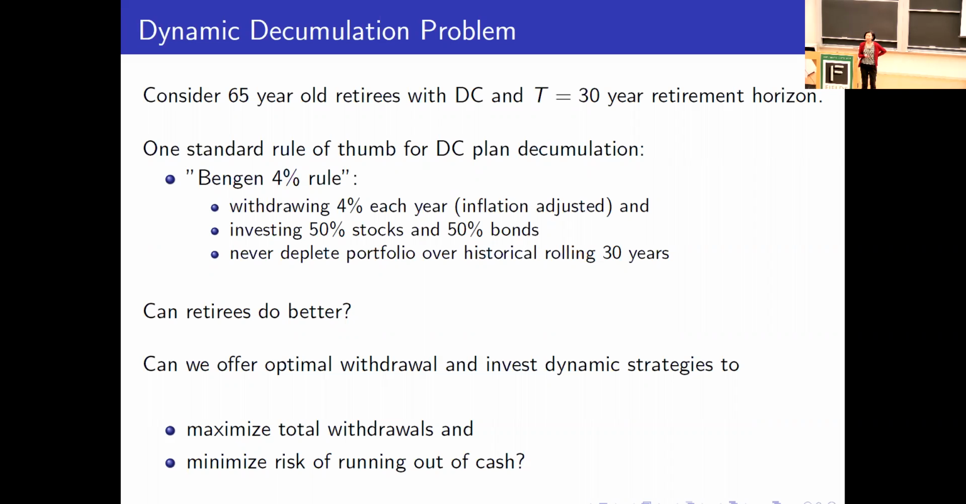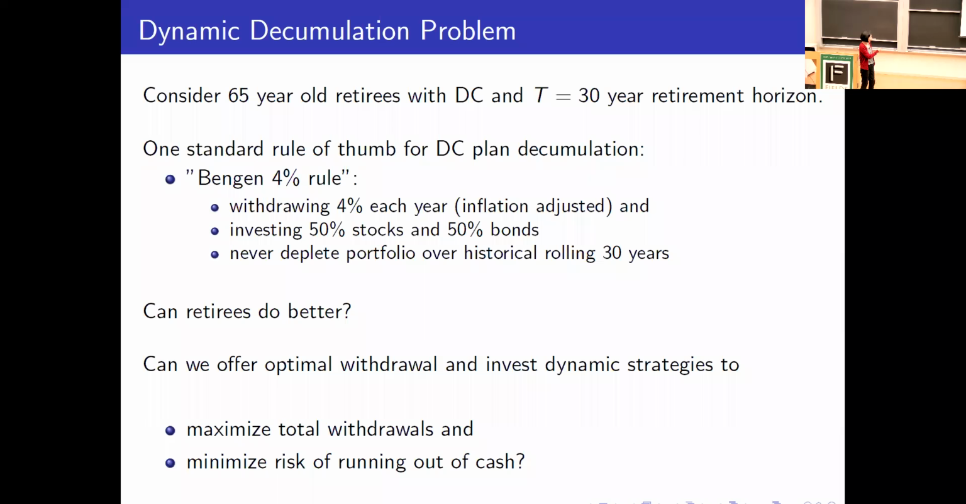So that's called Bengen's rule. And so the question is, can we do better? Can retirees do better? Can we really make sure we don't run out of money and withdraw a sufficiently large amount of money?